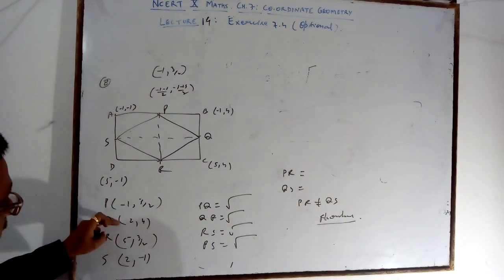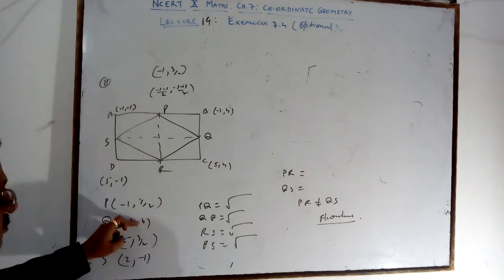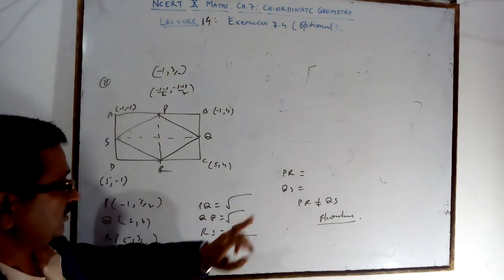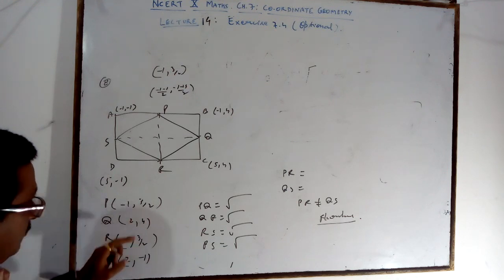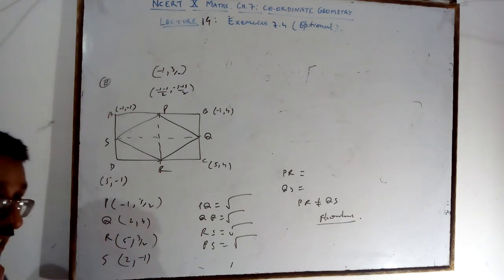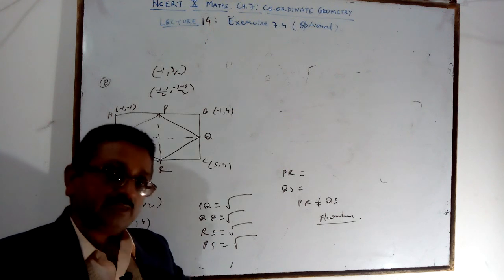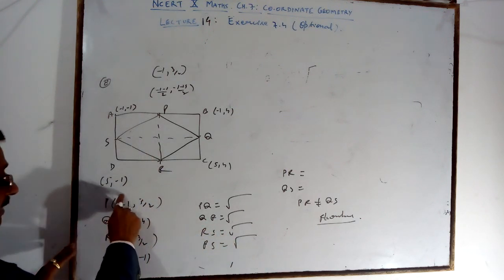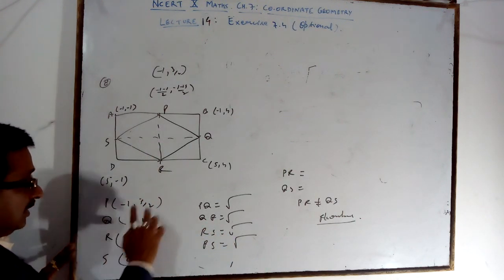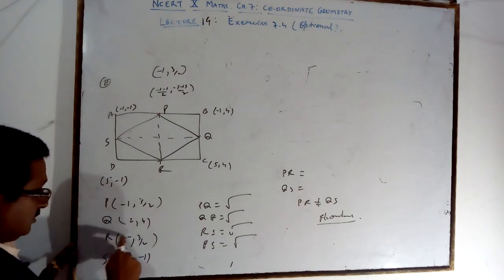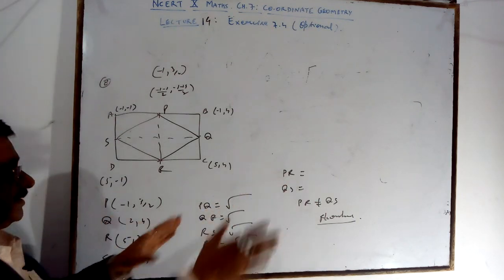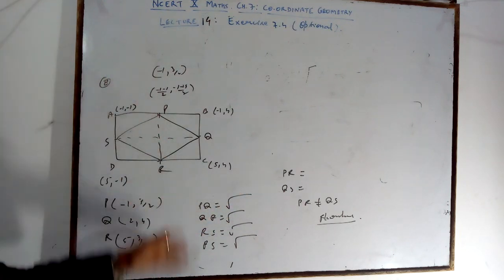PQ means the square root of (x1 minus x2) whole square plus (y1 minus y2) whole square, or you apply the book formula. You write here x1, y1, x2, y2. Or you are taking QR, so x1, y1, x2, y2. RS, x1, y1, x2, y2. In all the separate places you write down the coordinates, solve it and you will get the answer.